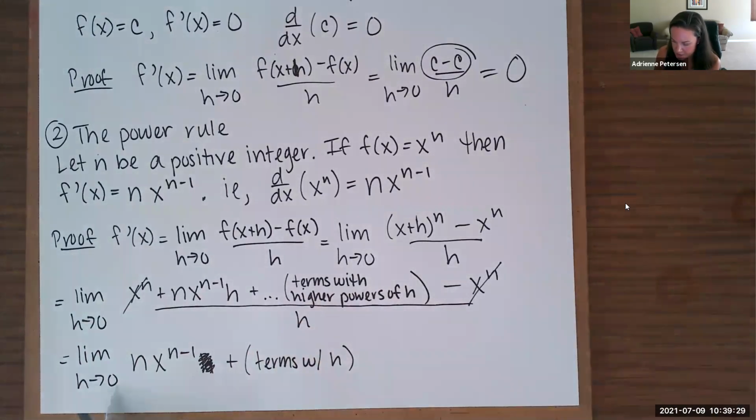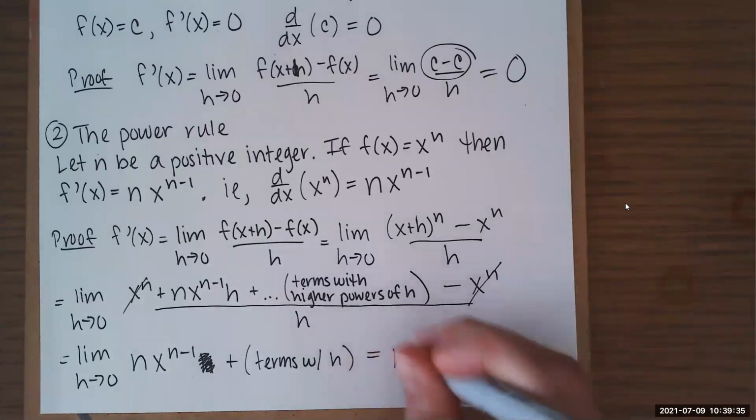Now what happens as h goes to 0? Any of these terms that have h in them, h times anything is 0. So that's just going to give us n x to the n minus 1.